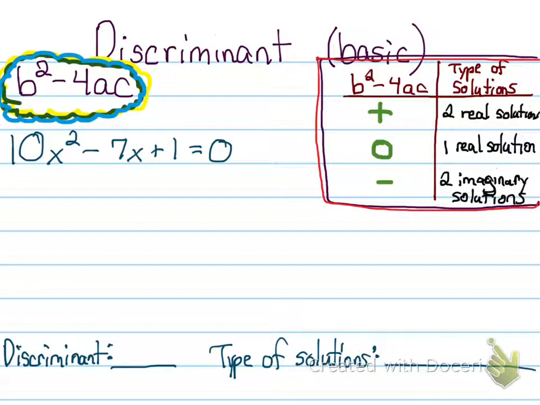Hello, everybody. Now, in this video, I'm going to show you guys how to calculate the discriminant. All right, as you can see, the formula for discriminant is b squared minus 4ac. There's only three things you need to know.